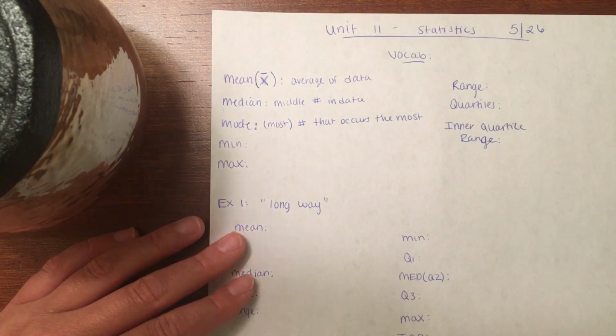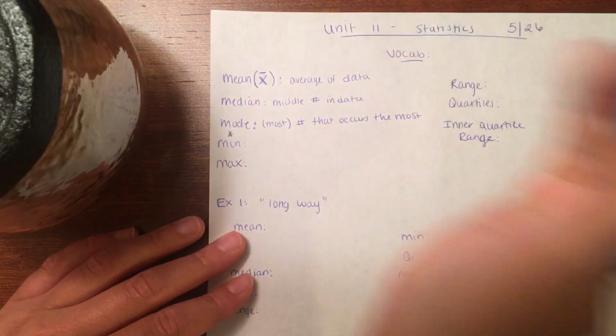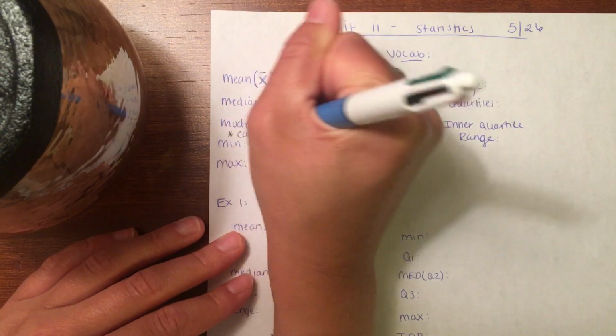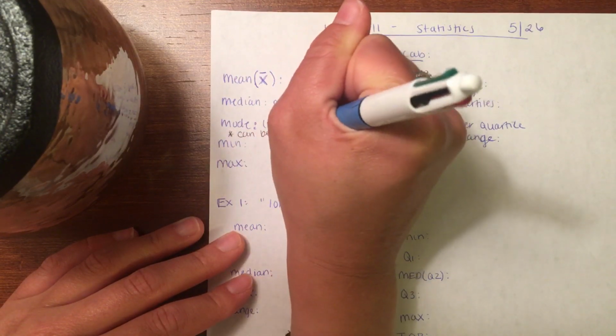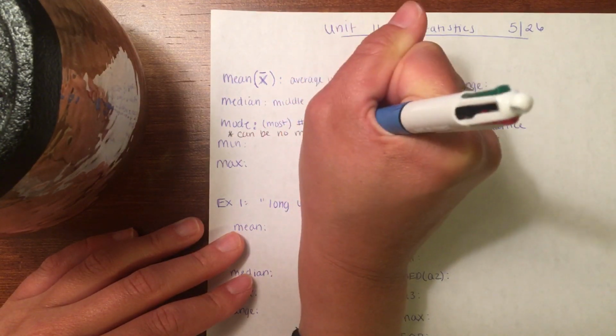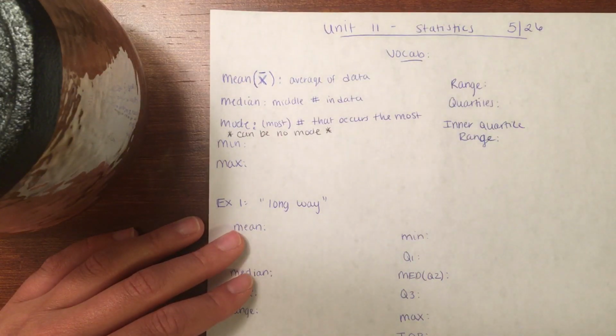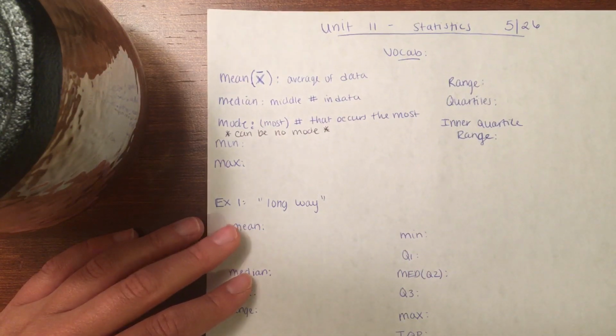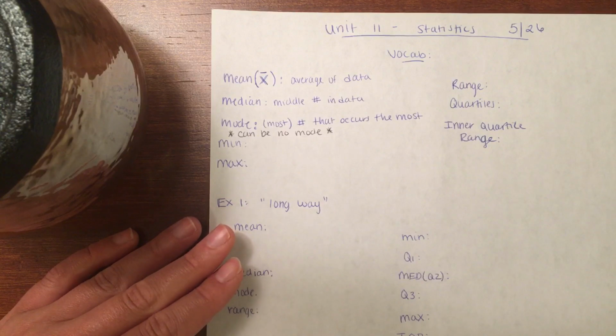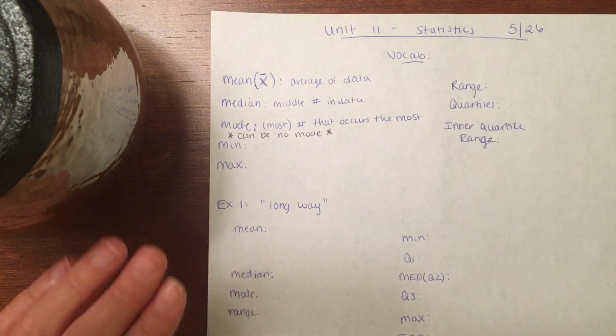There can be no mode. So make a little star to yourself and write, there can be no mode if there isn't a number that occurs more than another. There also can be more than one mode. If you have like two numbers that occur twice, those would both be your mode, okay?